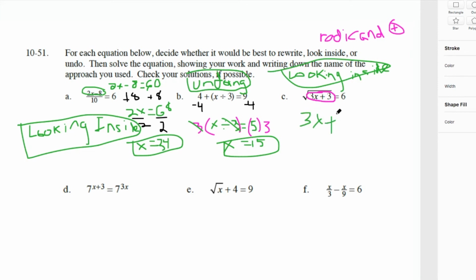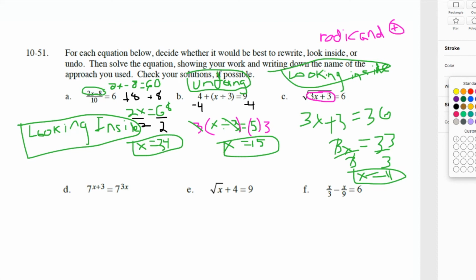3x plus 3 equals 36. Again, I could have done undoing and just squared both sides to get rid of the square root symbol, but I'm just doing looking inside because I think it's simpler. 3x equals 33 because I subtract 3 from both sides, and finally divide both sides by 3. This 3, the coefficient of the x, just means multiplication. So if I divide, that's going to get rid of the 3 here, and we get x equaling 11, and we got our answer. All right, this one we saw recently here. This was on, I think, solving by rewriting, actually.